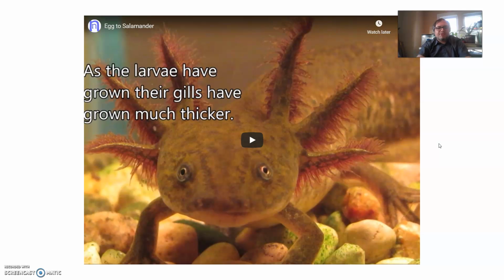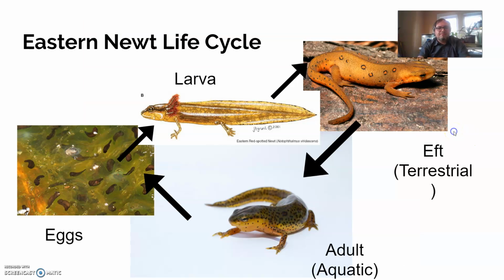And again, if you want to watch this video clip that's included with the presentation I'll leave on Classroom, this shows someone who had taken some tiger salamander eggs and raised them all the way to adulthood. It's a good time lapse of how they change as they develop.